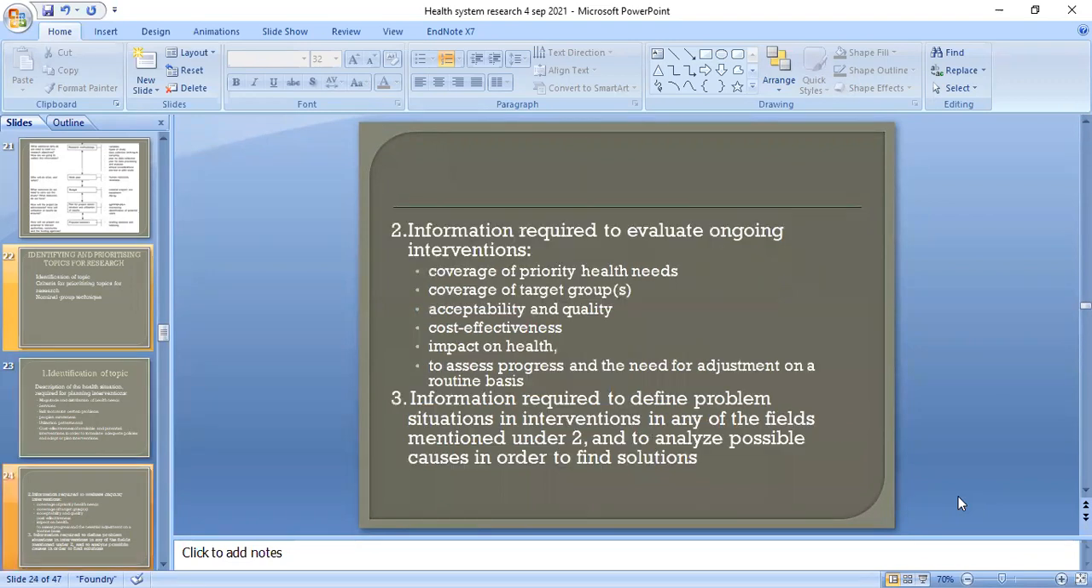Number two is information required to evaluate ongoing interventions, which involves the coverage of priority health needs, coverage of target groups, acceptability and quality, cost effectiveness, impact on health, and to assess the progress and the need for adjustment on a routine basis. Number three is information required to define problem situations in interventions in any of the fields mentioned in step 2 and to analyze possible causes in order to find out the solutions.